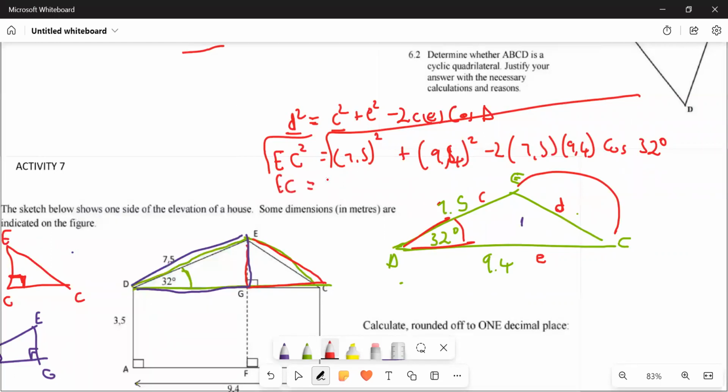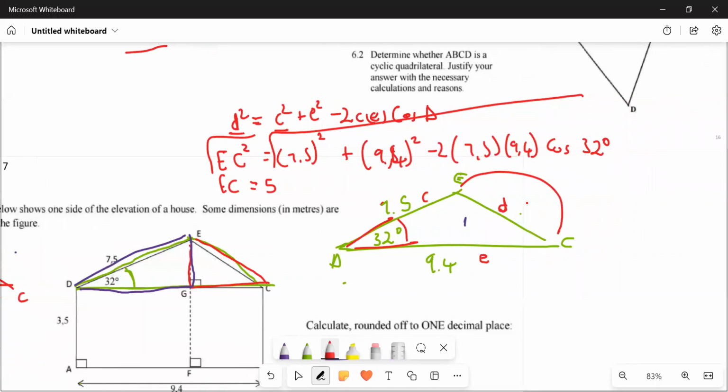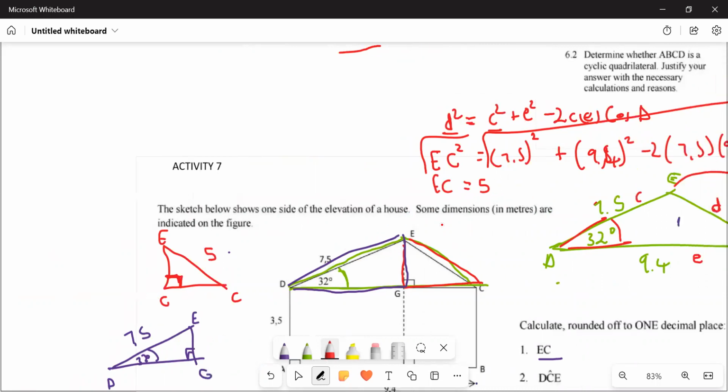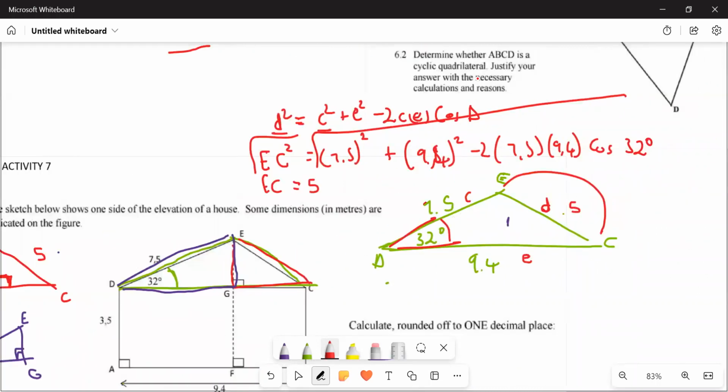Our EC is going to be equal to what? 5. Let's come and update our diagrams then. We'll say this one here is 5. If this one here is 5, what else are we going to say? This one here is also going to be what? 5. How are you going to mark this one here? We're going to give you 1, 2. Give yourself 2 marks for this one.